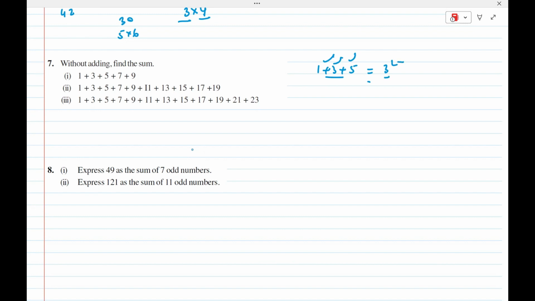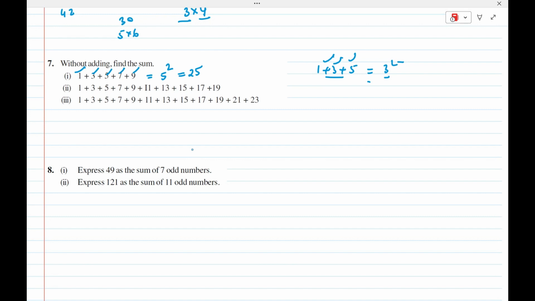Here, how many consecutive odd numbers have they added? 1, 2, 3, 4, 5. 5 consecutive odd numbers means 5 square, which is 25. So we need not add, we need to use properties over here.